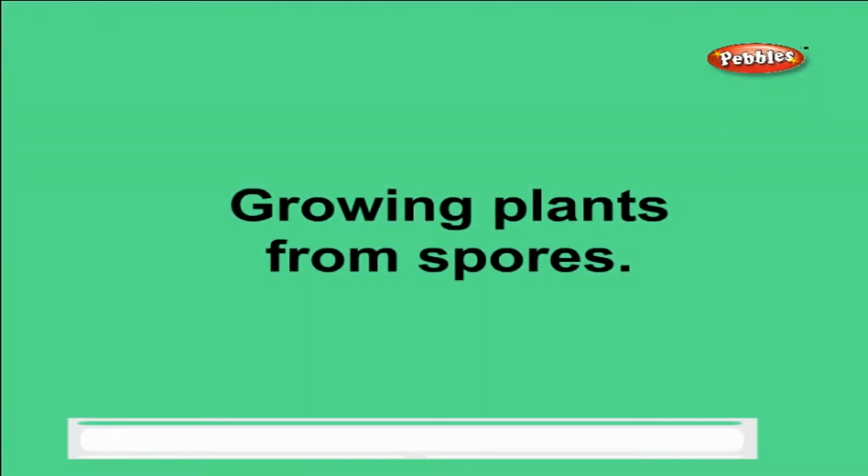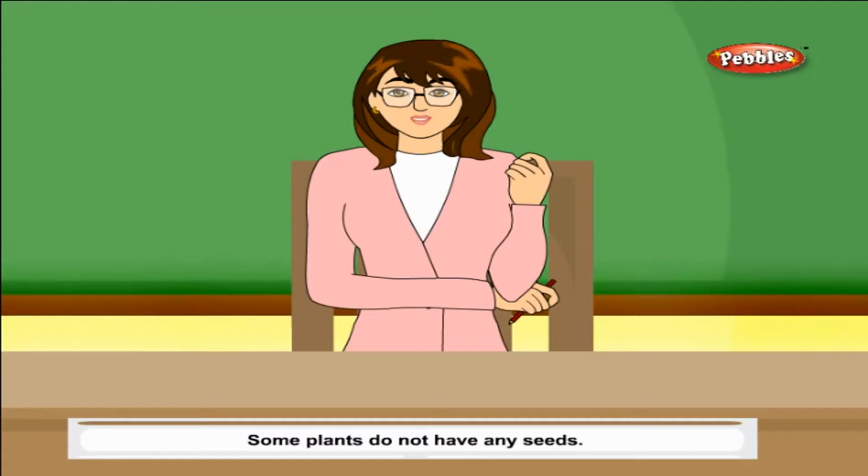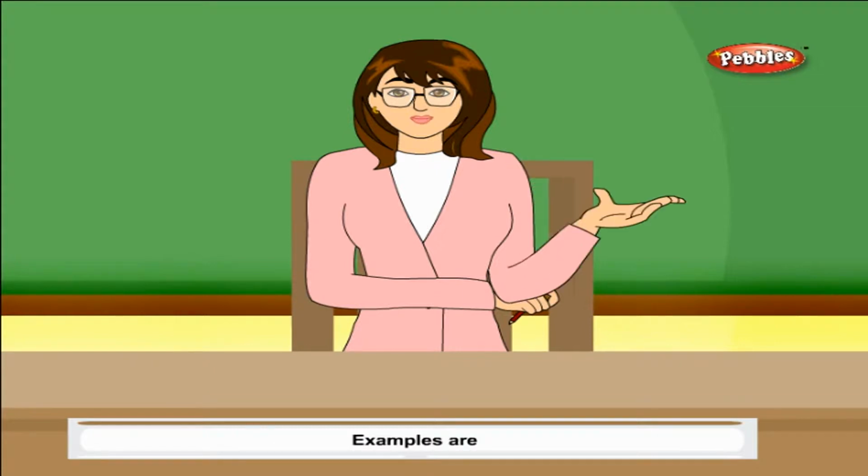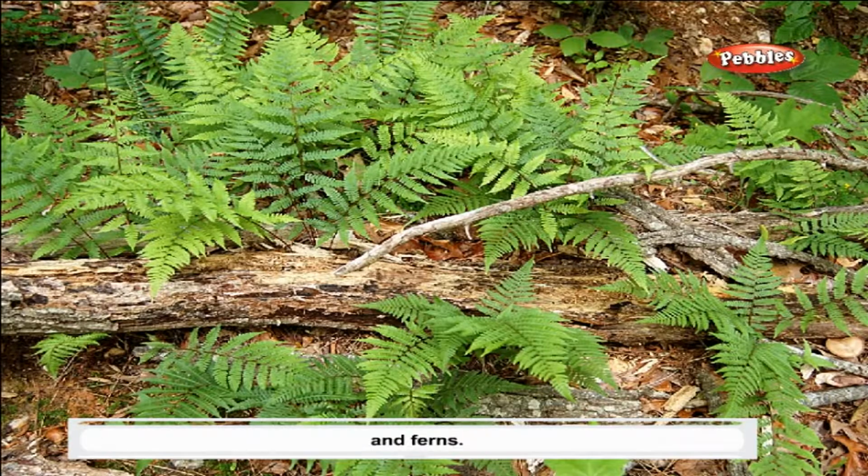Growing plants from spores. Some plants do not have any seeds. They grow with the help of tiny structures called spores. Examples are fungi and ferns.